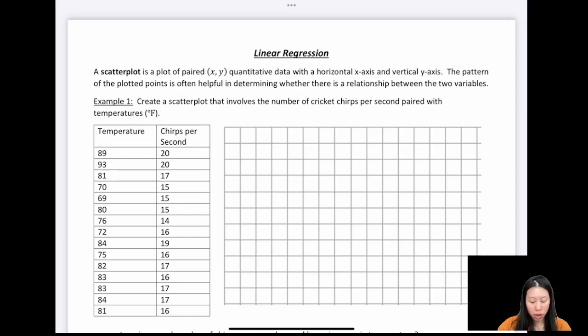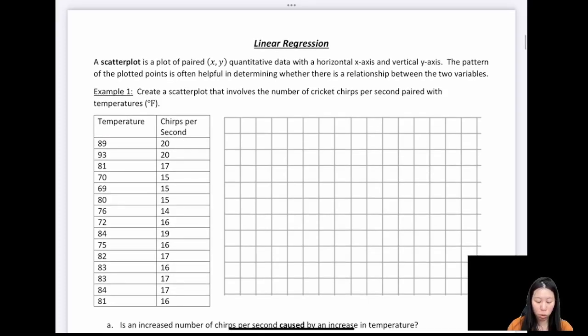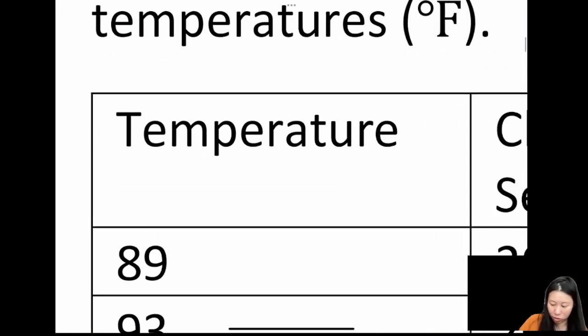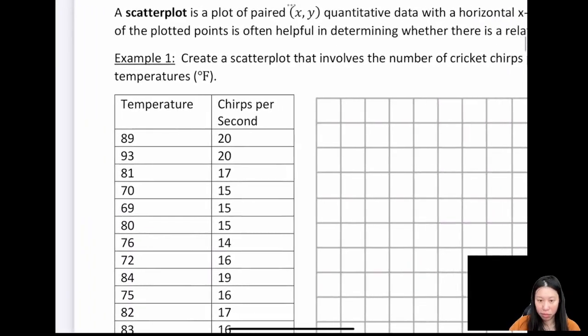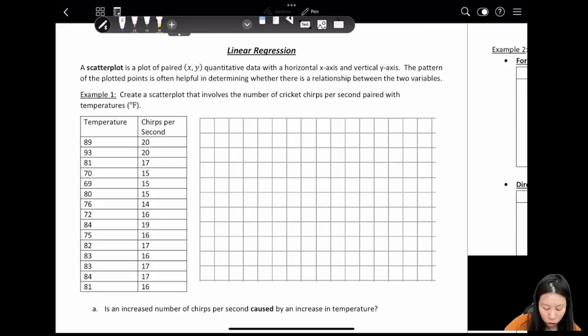create a scatter plot that will involve these two numbers: cricket chirps per second paired with the temperature. So we can let the temperature be on the x-axis. So this is going to be our x on the x-axis, and then the chirps per second we put as our y-axis. Now we need to determine the range.